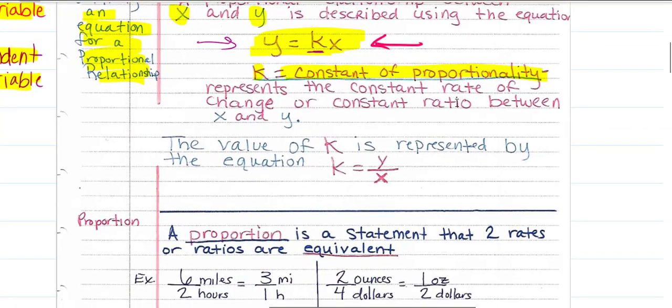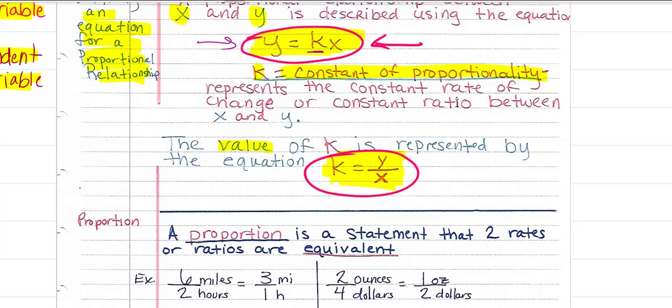So the constant of proportionality represents the rate of change, or the constant ratio between x and y. Now I'm reading down here, the value of k is represented by this equation here. If you take a look at the difference between this equation and this equation, you'll see that the top equation is a multiplication and this equation is a division equation. It is the inverse.